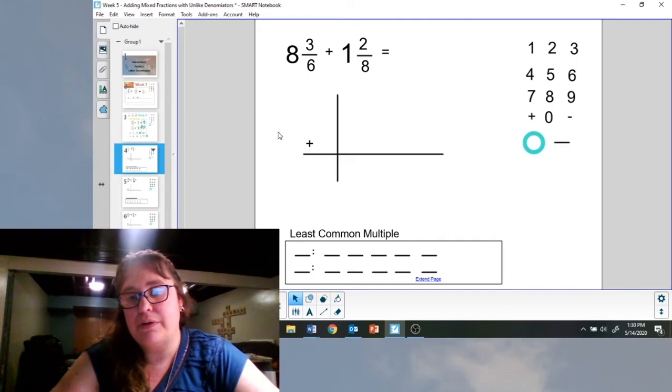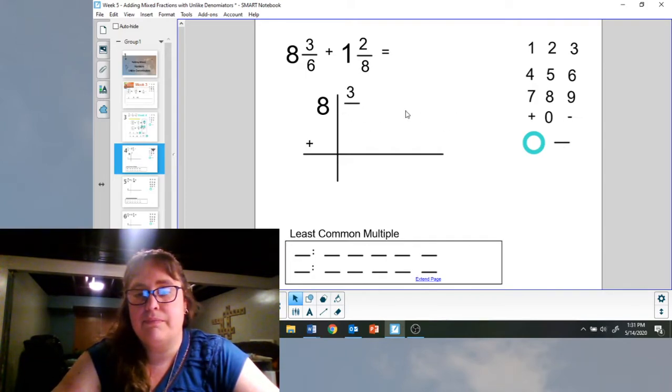So here's what our template looks like. This line here is to separate our whole numbers from the fractions. So I've got 8 and 3/6 plus 1 and 2/8. My whole number is going to go here, 8, and then my fraction 3/6 is going to go here. I'm just going to build that from over here. I've got 3/6, so I've got 8 and 3/6 plus my whole number 1 and my fraction 2/8. So I've got them completely separated, my whole number from my fraction.